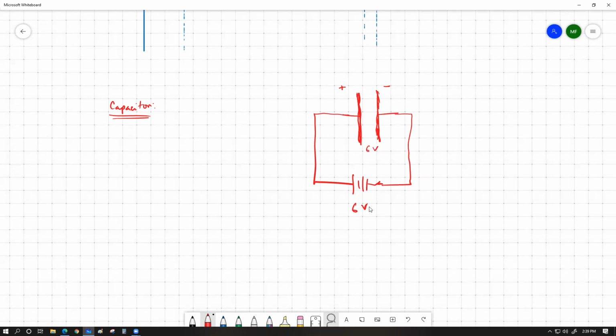Now try to understand, let's say now we can do one thing, we can disconnect this circuit. So I'm opening the switch over here, and we can drain these positive and negative charge differences through a second circuit out of this capacitor.